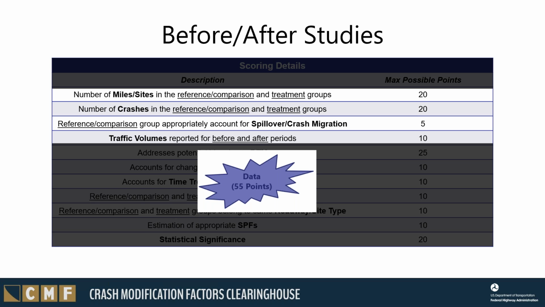And so in these ones, 20 points each are assigned to the number of miles or sites and the number of crashes in the reference and comparison and treatment groups. There are 5 points that are assigned to the reference comparison group being appropriate to accounting for spillover or crash migration. And 10 points are assigned for the reporting of before and after traffic volumes.